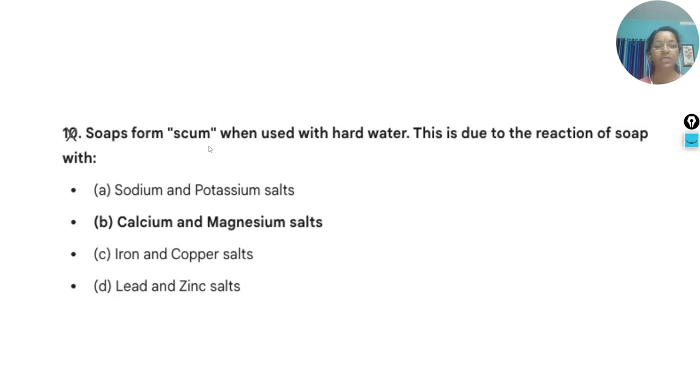Then soap forms scum when used with hard water. This is due to the reaction of soap with the calcium and magnesium salts that hard water contains. When soap molecules react with these salts, scum is formed, right? So the answer is option B, calcium and magnesium salts.